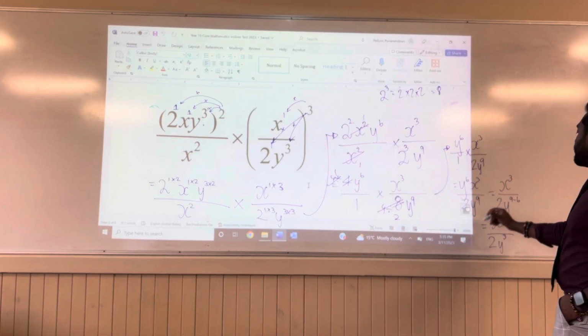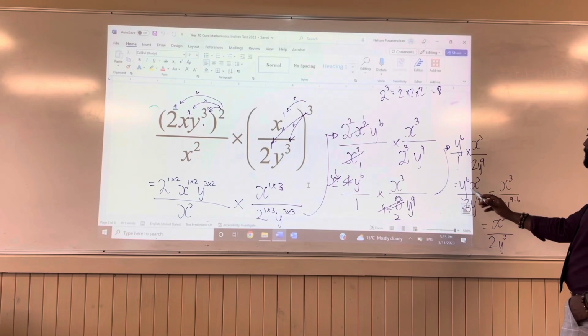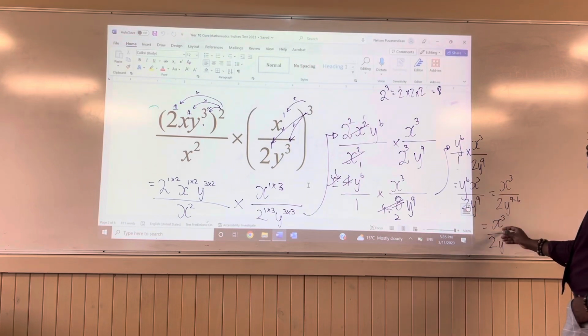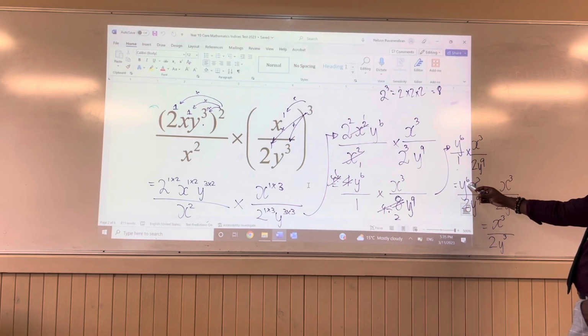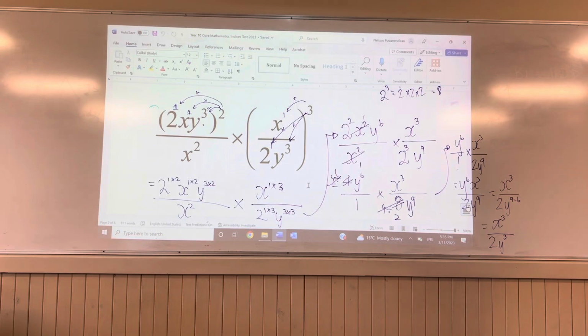And then I moved on to here and I realized, oh, cool, we have the same base. Then I used the second law of indices to subtract the y to the power of 6 from the y to the power of 9, or technically the powers. And there you have it. That's your answer. So you can do this as long as you're very patient and strategic about it.